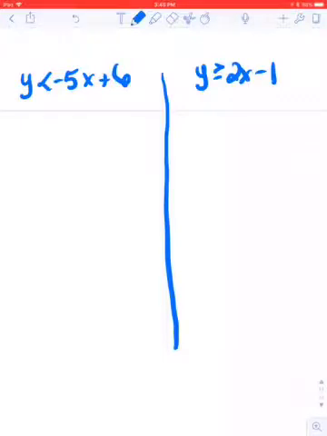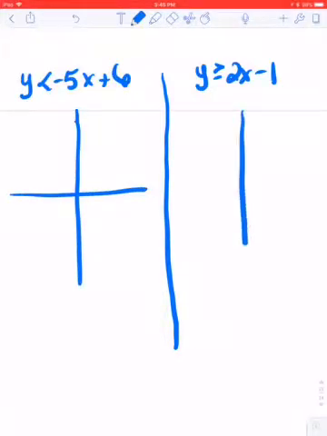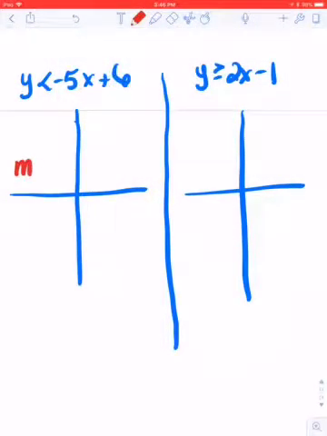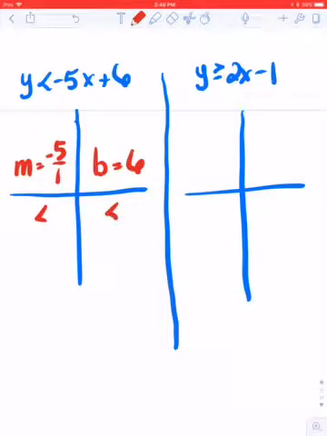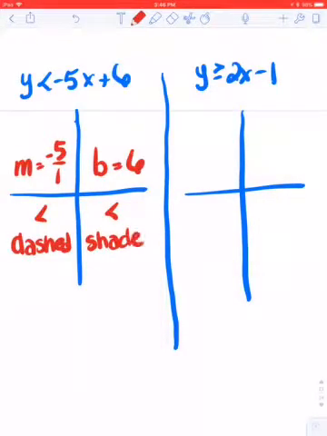Both are in y equals form, so I'm going to start on both of these by drawing my boxes so I can get the important information that I need to use to graph. So on the first one, my m is going to be -5/1, and my b value is 6. With that inequality, I know I'm going to have a dashed line, and I'm going to have to shade below.